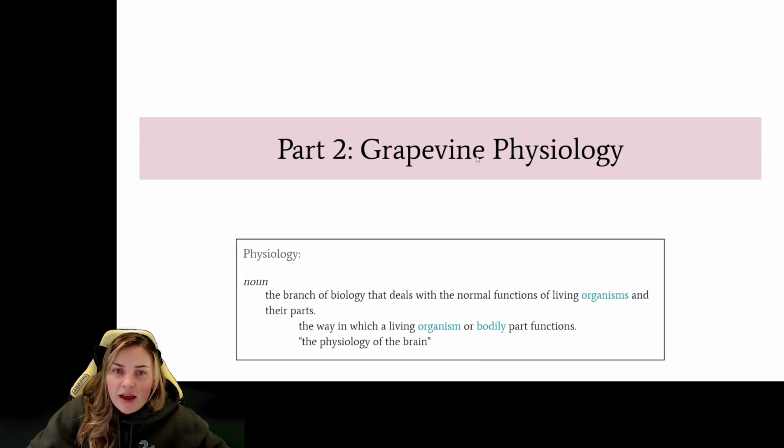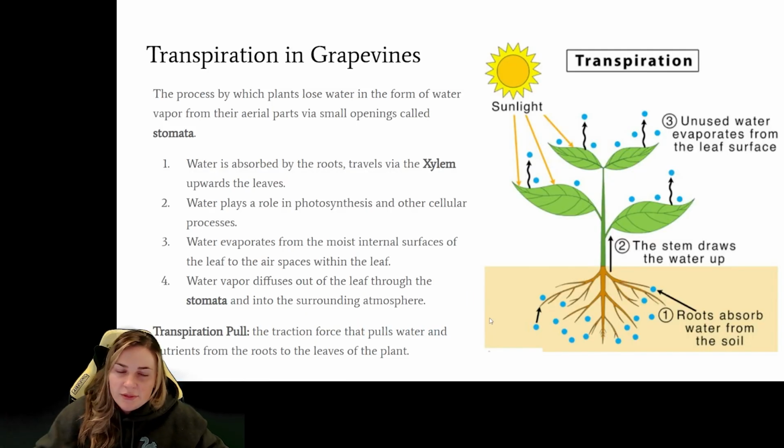Okay, next we have grapevine physiology. So physiology is the branch of biology that deals with the normal functions of living organisms and their parts. So the way in which organisms or their parts function, right? So these are just very basic, right? First, we'll start with transpiration.